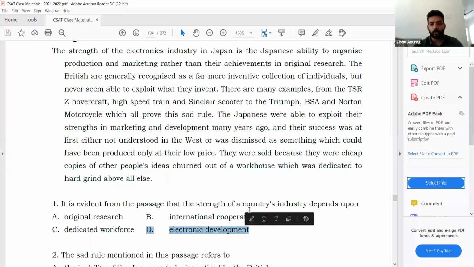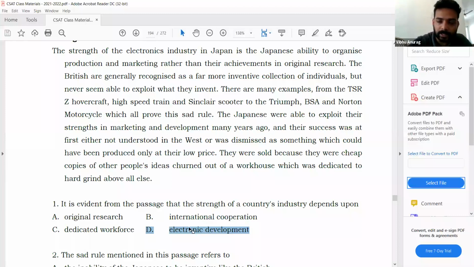Electronic development. Now this is a case of a misnomer. It's a similar sounding word. This passage does not talk about any electronic development. Electronic development means development of the electronic, so development of the product. Is it given that the Japanese were very good at developing electronic products? Does the passage say that Japanese were excellent at developing electronic products? Anything about electronic development is given? If you read, you will realize that the answer to that is no. The passage does not talk about the development of electronics. That's what electronic development means. The passage talks about the success of the Japanese in the field of electronics because of their marketing and production, basically.